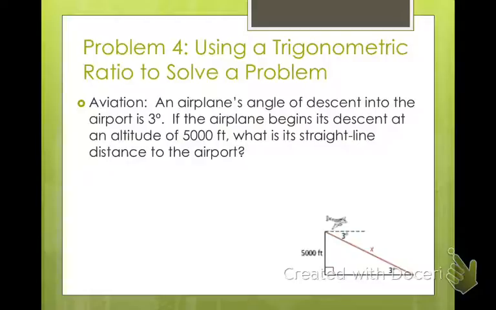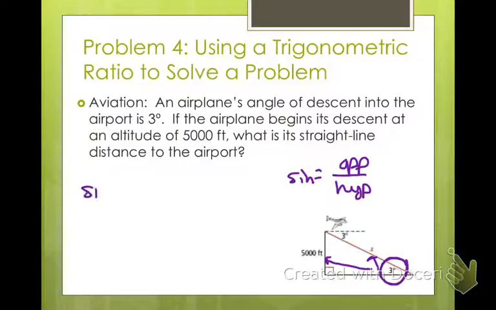So from our vantage point, this angle here, since this angle is 3 degrees, inside the right triangle must be 3 degrees as well. So from the angle 3 degrees, we have this side and we have this side. What are these sides in correlation to the angle? We have opposite and hypotenuse. So which of our trig ratios uses opposite and hypotenuse? Well, that's sine. So we have the sine of 3 degrees equals opposite 5,000 divided by hypotenuse, which is x.